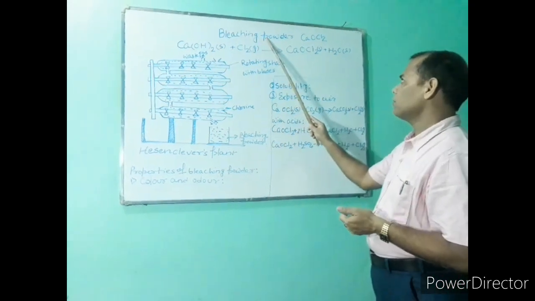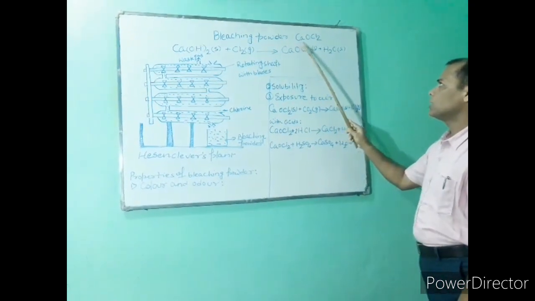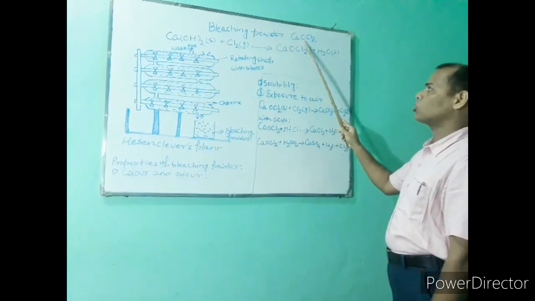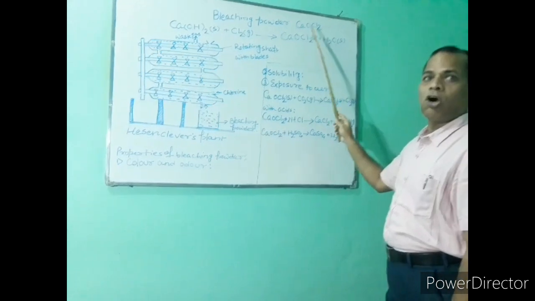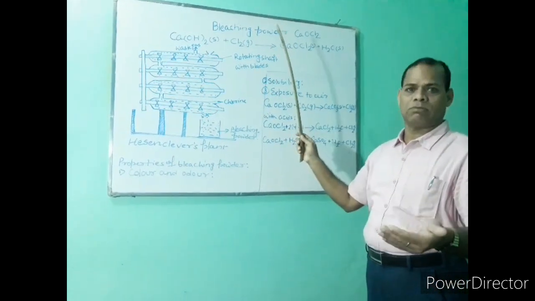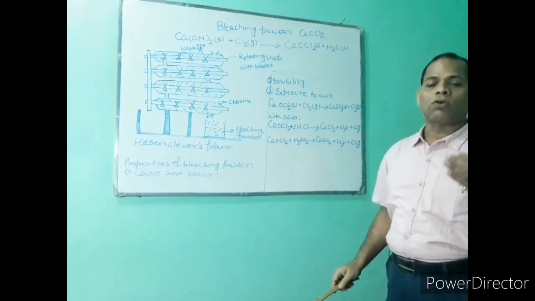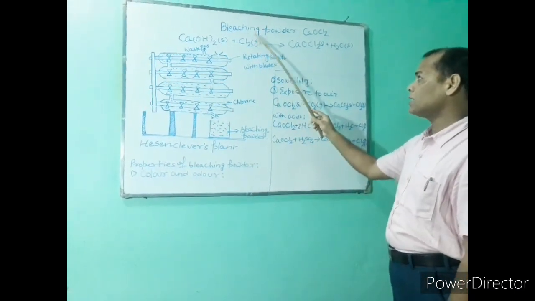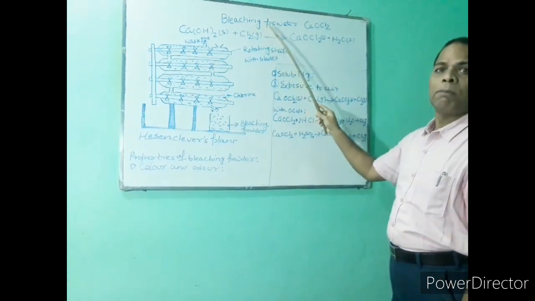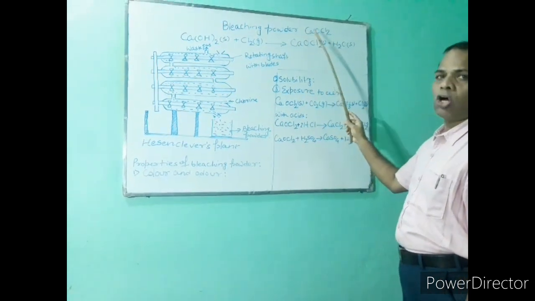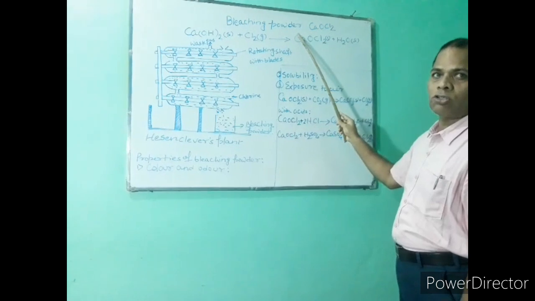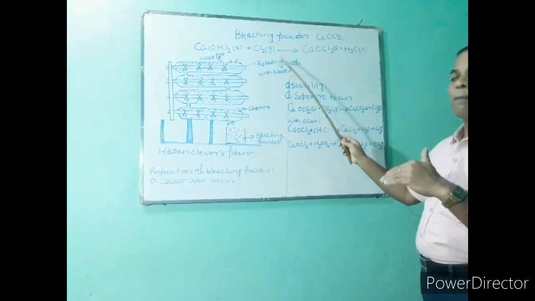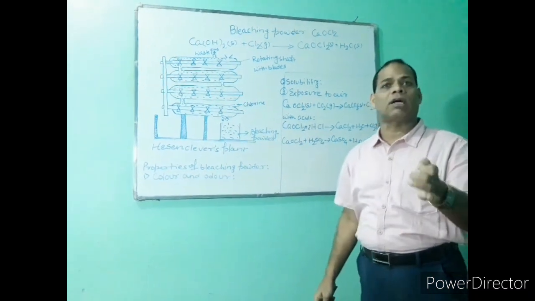So the bleaching powder chemical formula is CaOCl2, calcium oxychloride or chloride of lime. It is also called chloride of lime. So let us learn about bleaching powder, calcium oxychloride, also called chloride of lime. How to prepare this important compound?